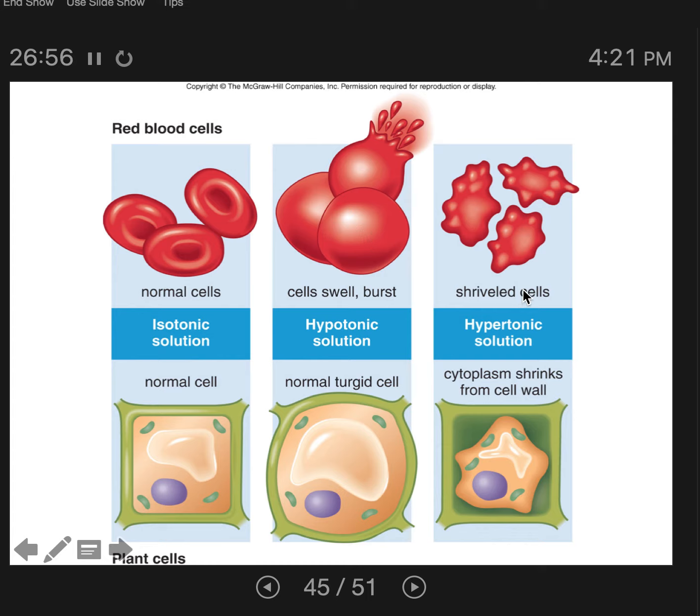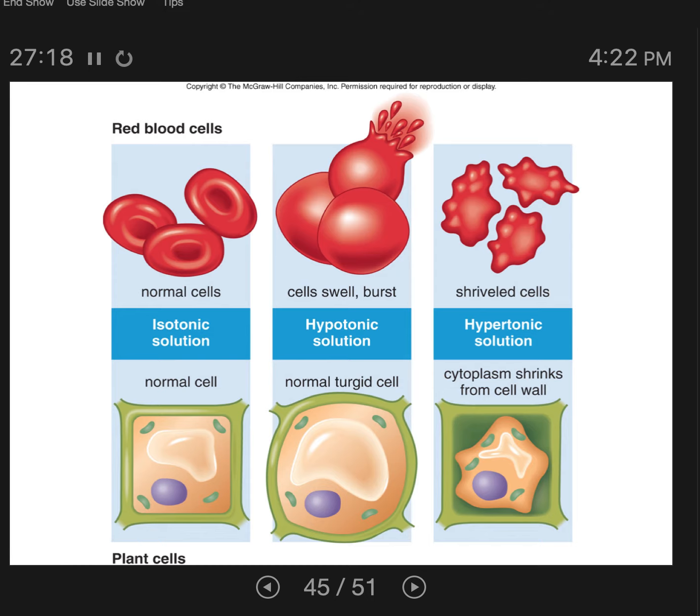Similarly, you may have heard the saying, water, water everywhere and not a drop to drink. That's like if you're stuck on a deserted island somewhere surrounded by salt water, a saltwater ocean. Don't drink it. You may be thirsty, but do not drink that salt water because it will actually dehydrate you. Salt water in the ocean is hypertonic to your cells.